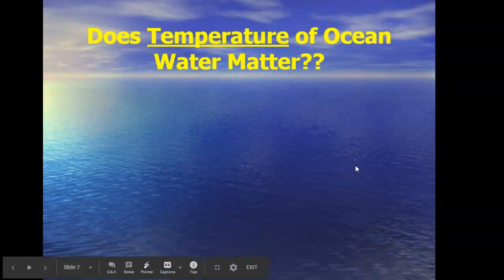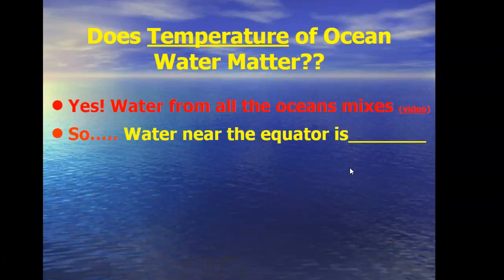So does the temperature of the ocean water really matter? Yes, it does. The water from all of the oceans mix together. So water that's near the equator would be what temperature? I hope that you filled in that that water would be warm since it originates at the equator. So if you didn't fill that in your notes, please do that.